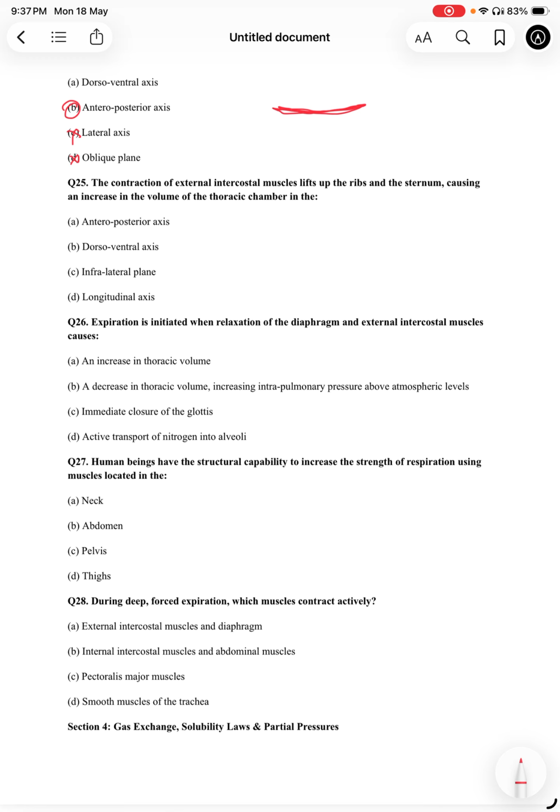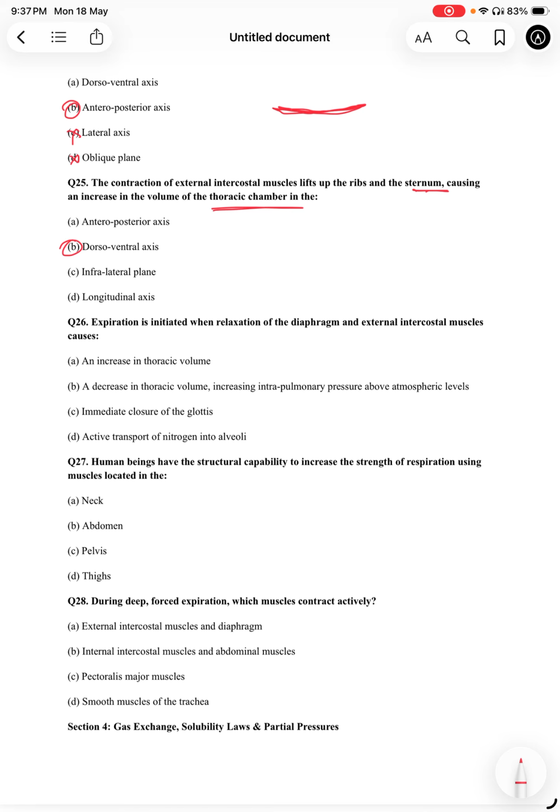Now, the contraction of the external intercostal muscle lifts up the ribs and the sternum, causing an increase in the volume of the thoracic chamber in the: anterior posterior axis, dorsoventral axis, infralateral plane, longitudinal axis. If we know about the anterior posterior axis, then obviously it is going to be the dorsoventral axis. We are talking about the sternum here, causing an increase in the volume of the thoracic chamber. Obviously it's going to be dorsoventral.